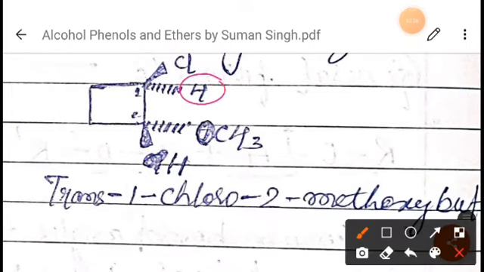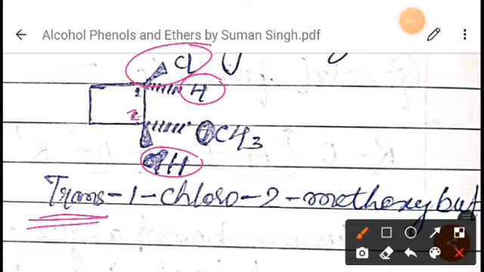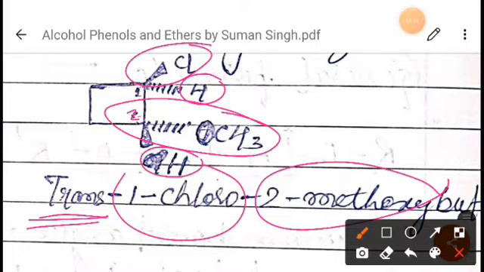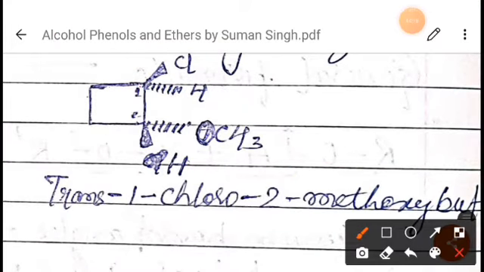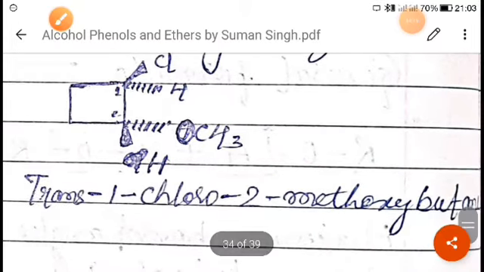Since this is below the plane and this is above the plane, how will we number this? We will number 1, 2 like this. Now, since one is below and one is above, it means they are trans, right? So we will name it trans. After that, in the first position there is a chloro, so we will write 1-chloro. In the second position, a methoxy group is here, so we will write 2-methoxy. How many carbons? 1, 2, 3, 4, so it means butane, right?